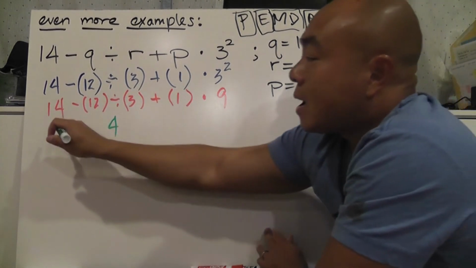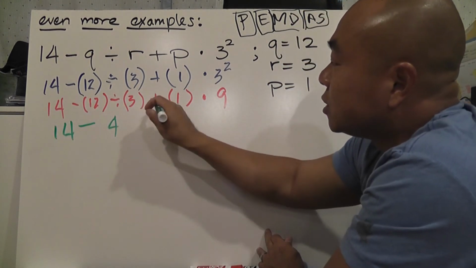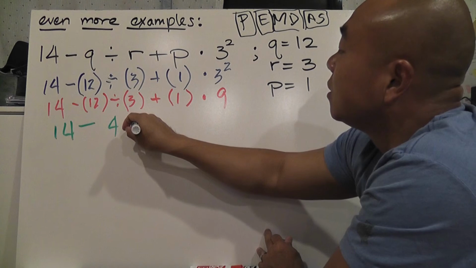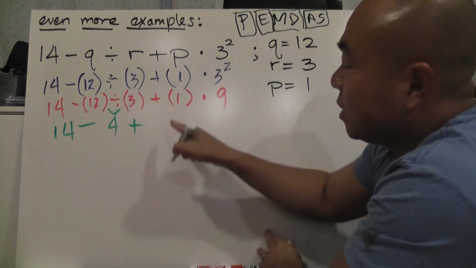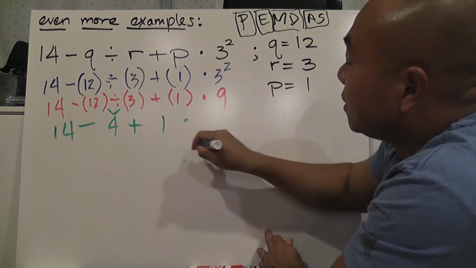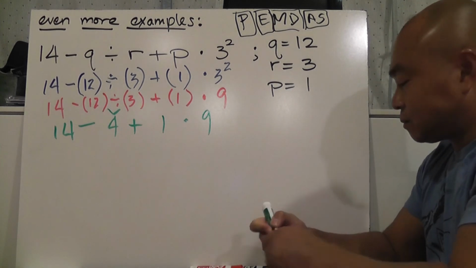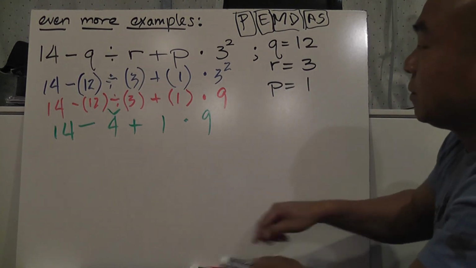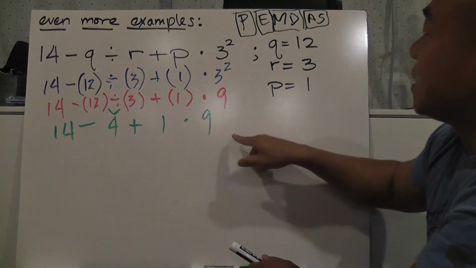I'm going to go ahead and drop down everything else. Here's my plus sign right here, because my 12 divided by 3 is 4. Here's my plus, here's my 1 times 9. And again, let's go ahead and look. We now have 14 minus 4 plus 1 times 9.